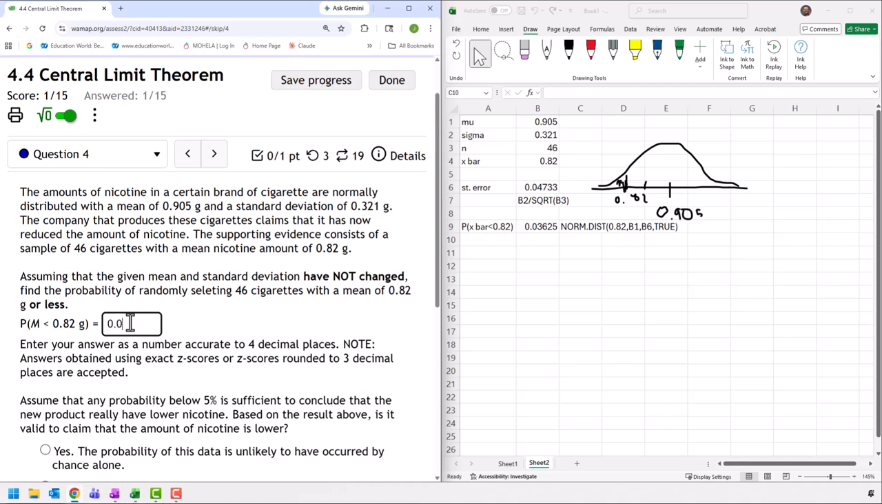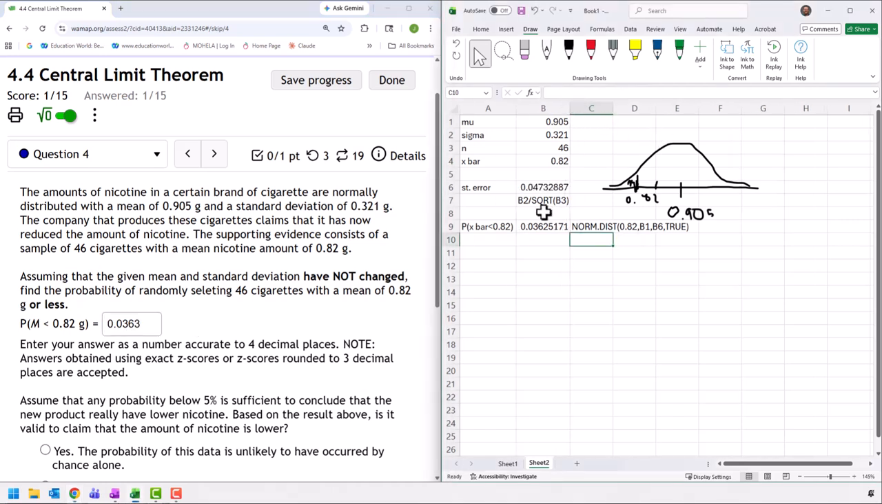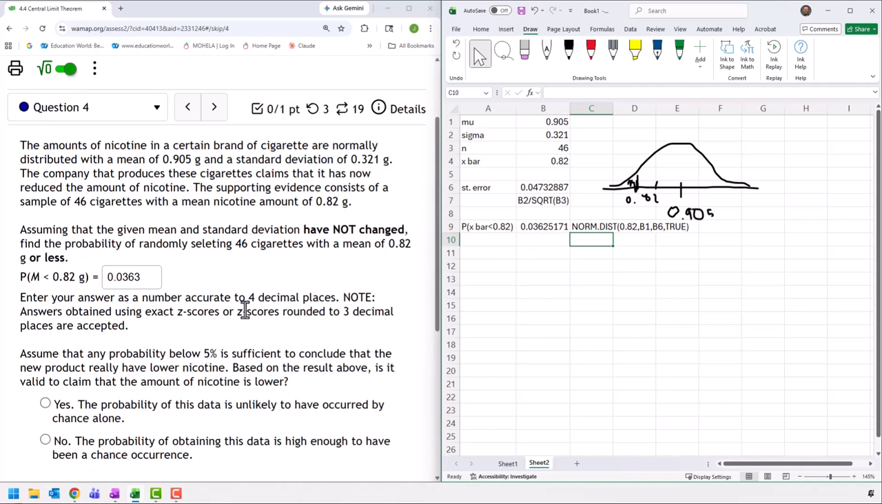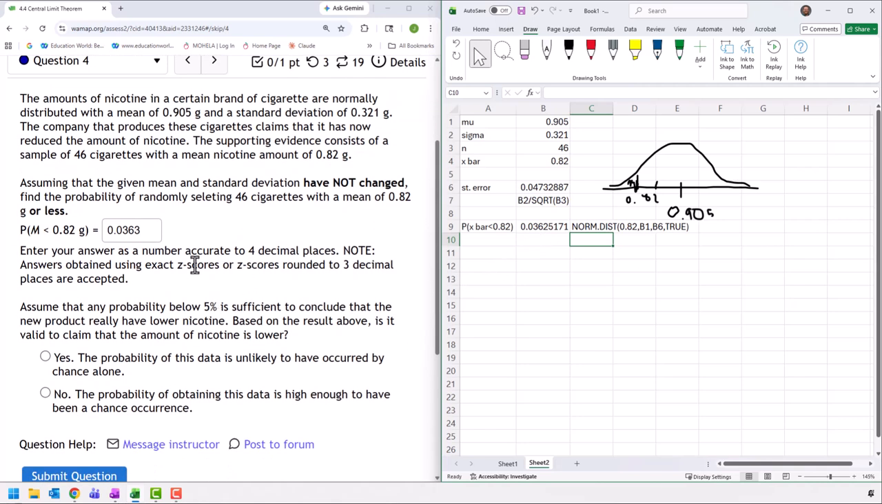Around 0.0362, followed by a 5. I'll just grab this and make sure it's a 5. Sometimes that last digit isn't rounded right, and then it gives you problems here. We can kind of ignore using exact z-scores. This tells us how to do it, but we're going to let Excel do all of the work and then just check the final answer here.